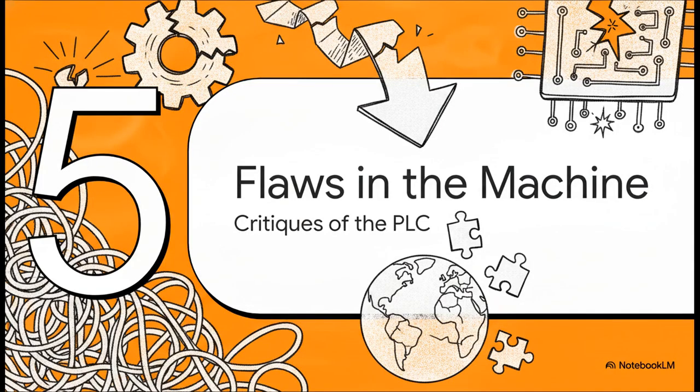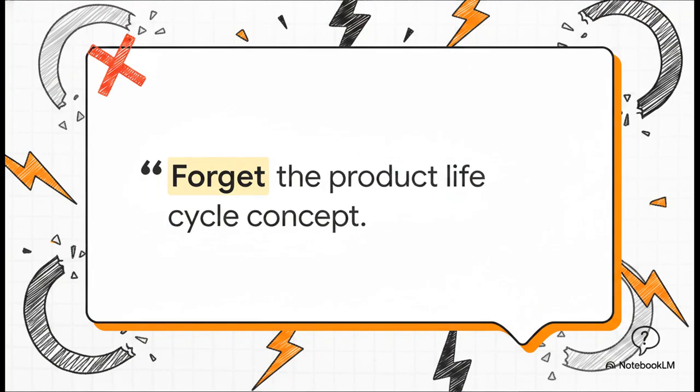Section 5. Flaws in the machine. Okay, so we've spent this entire explainer building up this elegant, highly predictable machine of product life cycles, matrices, and global trade. But what if it's all an illusion? Take a look at the stark warning published in the Harvard Business Review. It simply says, "Forget the PLC concept." Wow, that is a massive narrative speed bump for literally everything we've just discussed. It really forces us to stop and ask, are we placing way too much faith in this neat little S-curve?